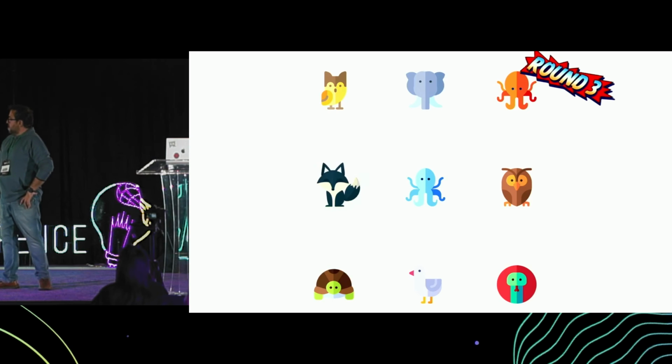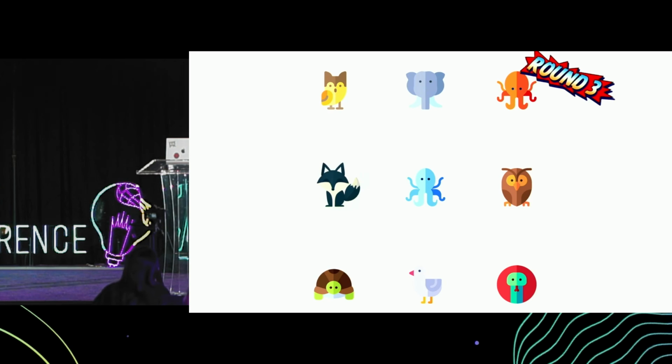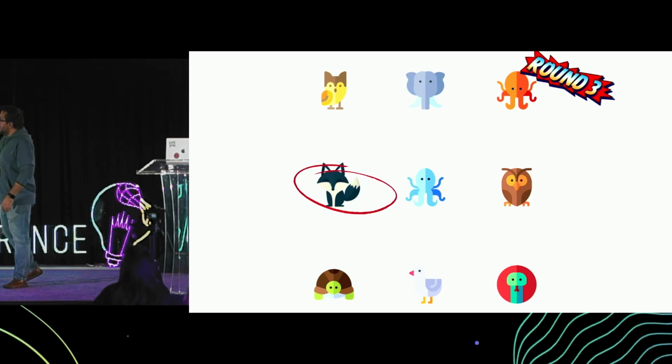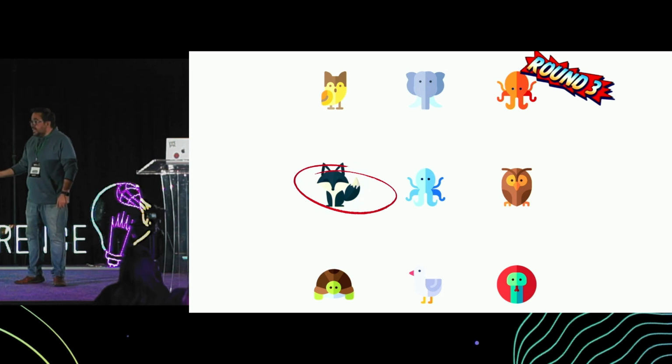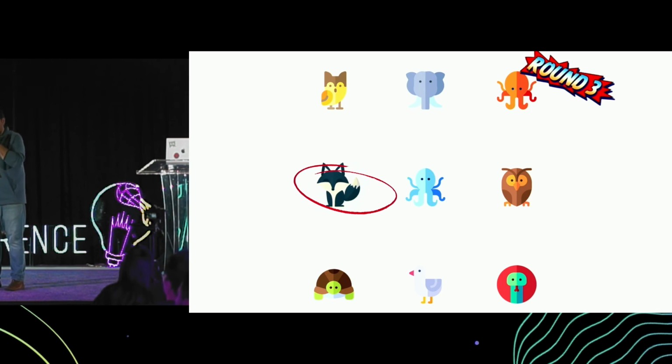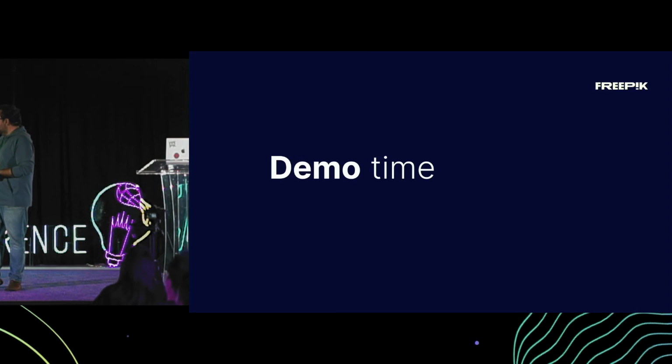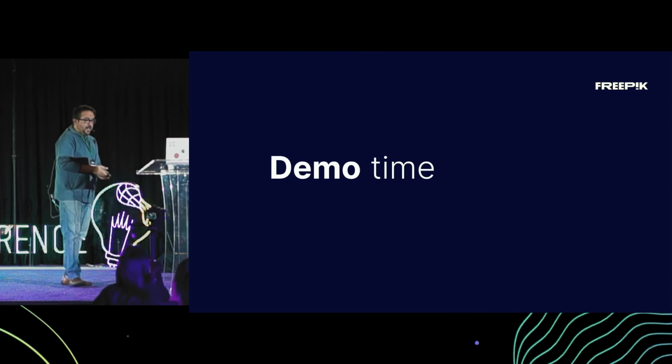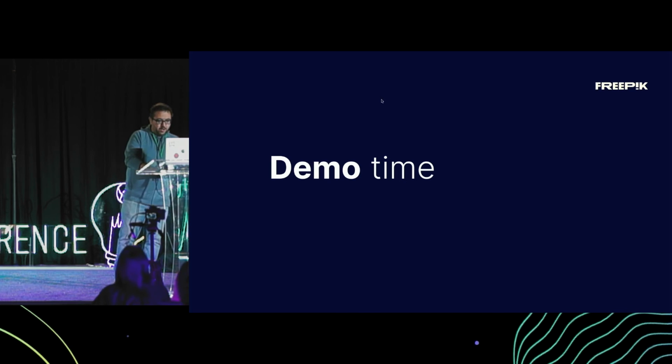So last one, round 3, it's a little bit more illustrative style here. Which one do you think is generated? Is it impossible to guess? The fox, the little fox? Yes, right. Good eye. Okay, so the little fox was generated. So this is just to show you how our technology is able to produce icons in many different styles. So now I'm going to do a quick demo and then I'm done.